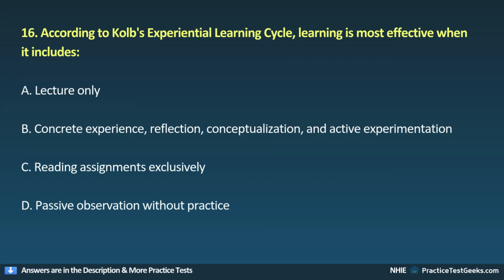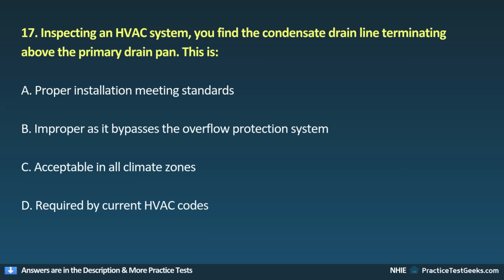16. According to Kolb's experiential learning cycle, learning is most effective when it includes A. Lecture only, B. Concrete experience, reflection, conceptualization, and active experimentation, C. Reading assignments exclusively, D. Passive observation without practice.